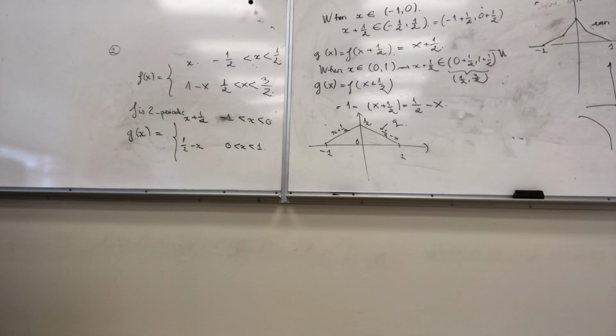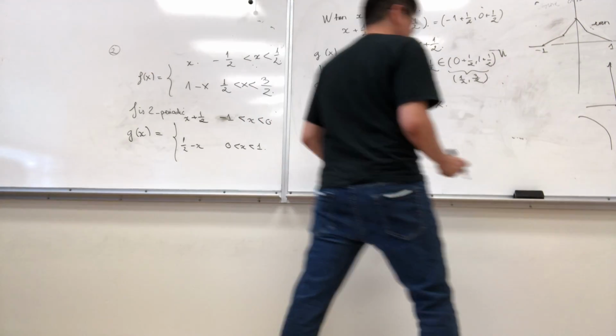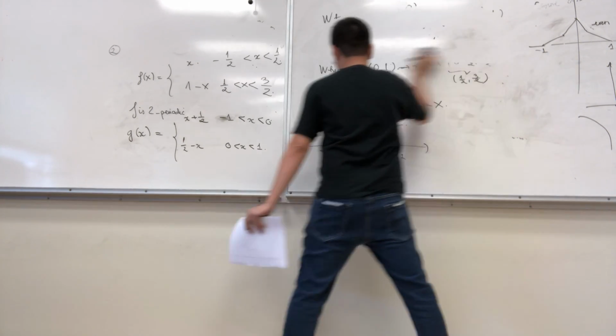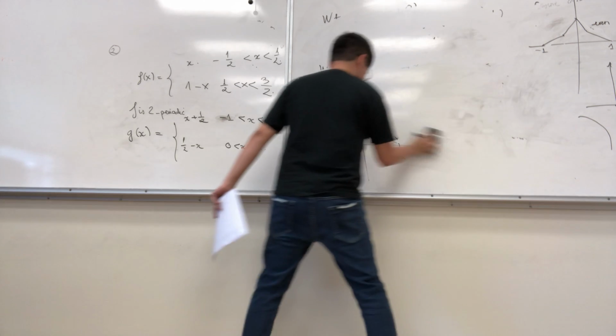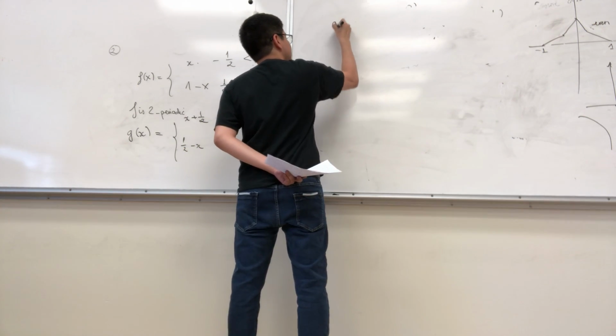Right. So let us try to compute the Fourier series of this function. Again, we need to check that this is an even function. So first, g is even.